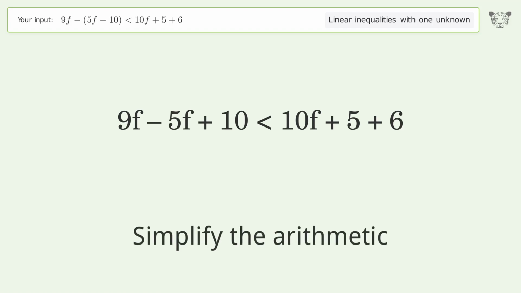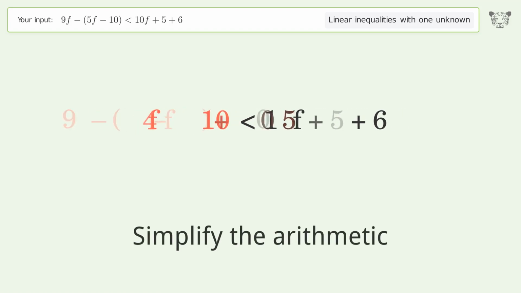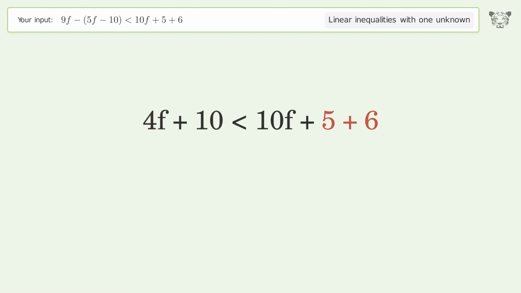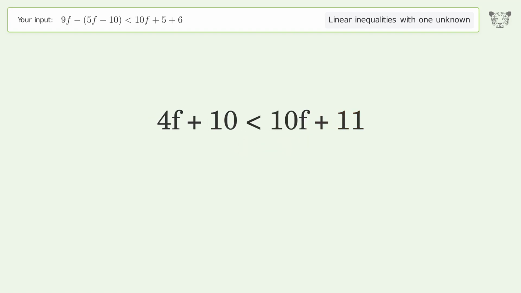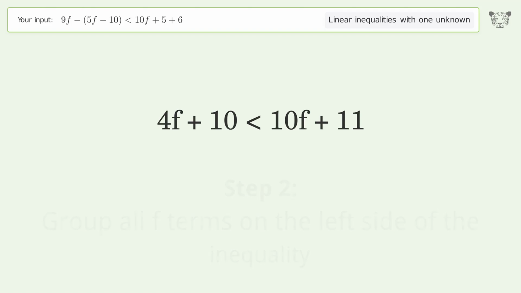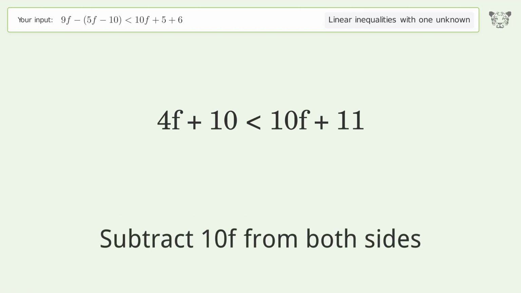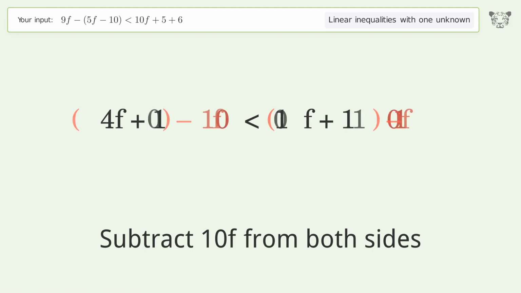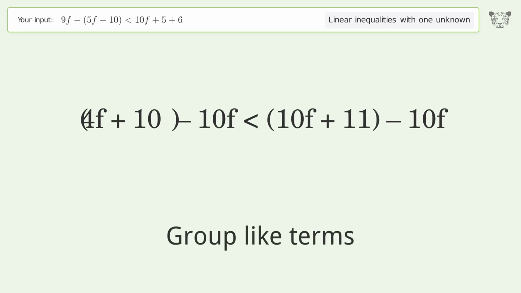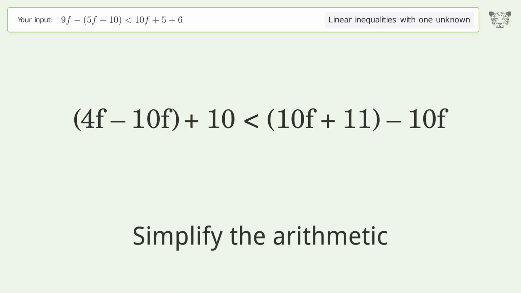Simplify the arithmetic. Group all f terms on the left side of the inequality. Subtract 10f from both sides. Group like terms. Simplify the arithmetic.